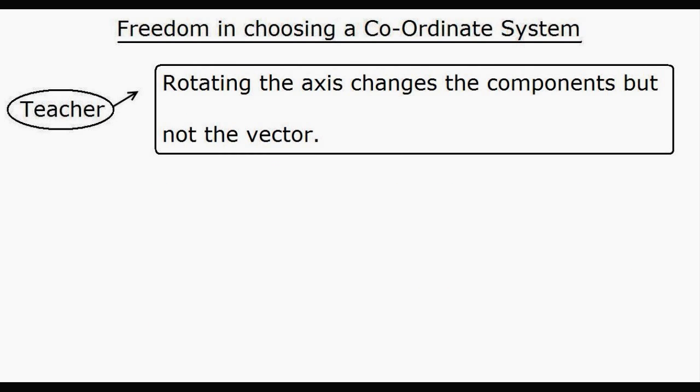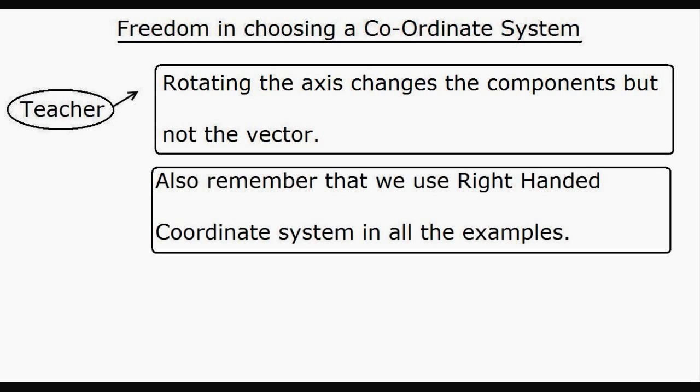Rotating the axis changes the components, but not the vector. Also remember that we use a right-handed coordinate system in all the examples.